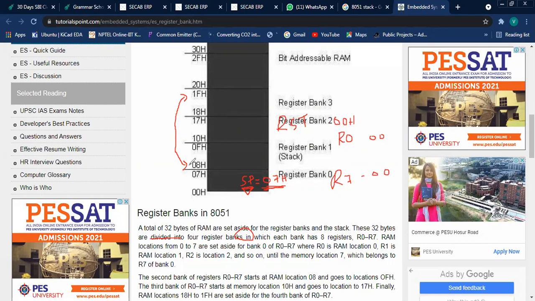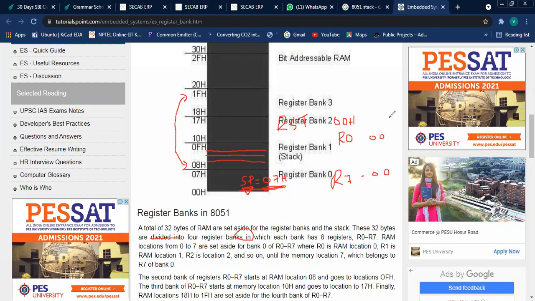Whatever data I store, the first data will be stored into 08H, the second data into 09H, the third data into 0AH, up to 0F, and again it goes on. But the starting value of SP is always 07H. What is the purpose of this? Now we will see.